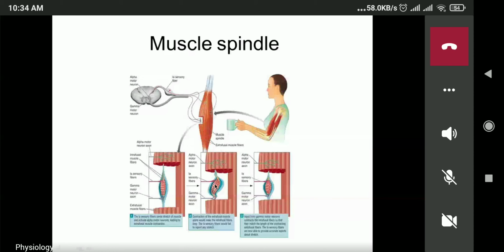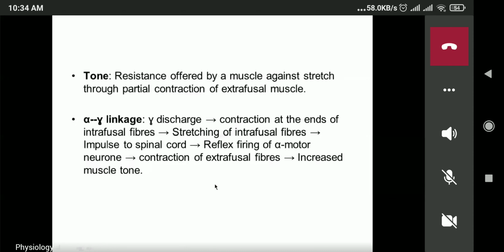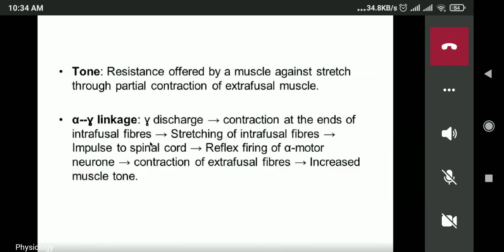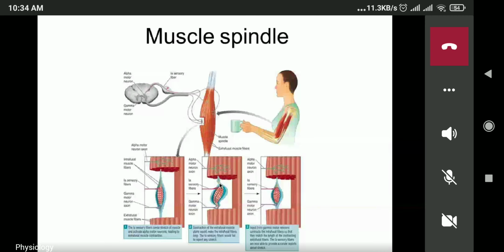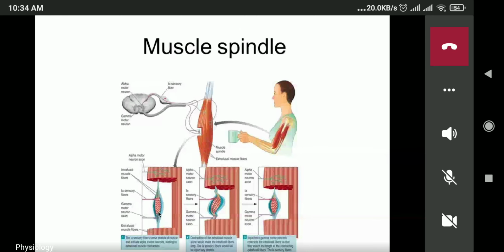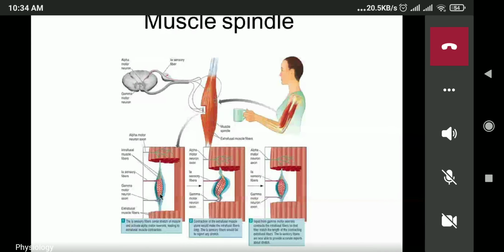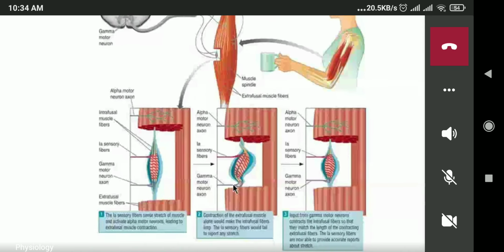When alpha gamma linkage, again I am telling, gamma discharge causes contraction at the ends of the intrafusal fiber. So these intrafusal fibers are laxed. While it was taut, then it is laxed. Right? Then what will happen?